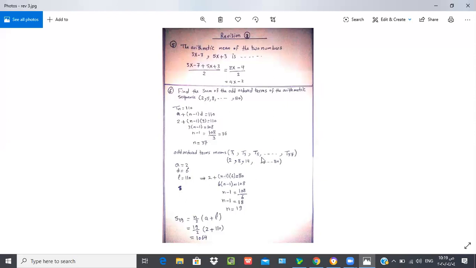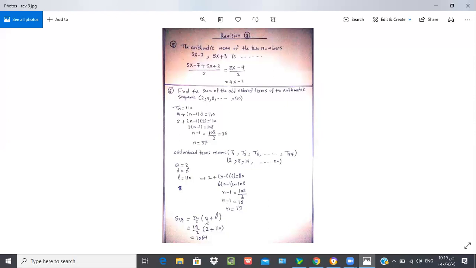So here I will substitute in the last term. 2 plus n minus 1 d equal 110. So 6 multiply n minus 1 equal 108. N minus 1 equal 108 over 6. So n minus 1 equals 18. So n equal 19. I have 19 terms here. So I must find S19.